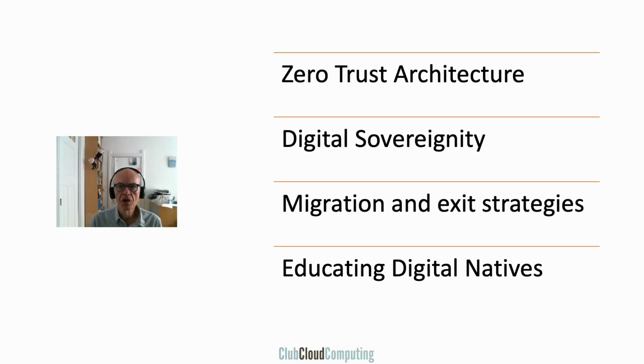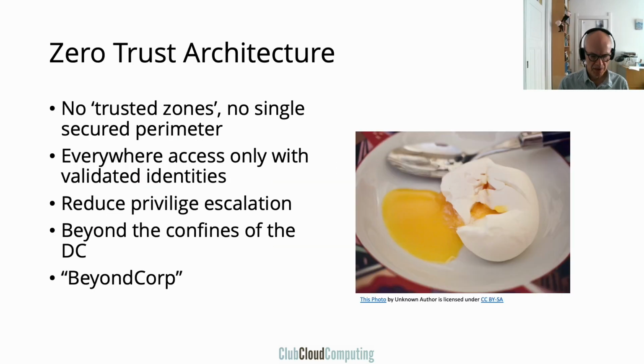I'd like to discuss 4 strategic cloud issues with you. They are zero trust architecture, digital sovereignty, migration and exit strategies, and educating digital natives. I believe that these 4 are to be discussed at a senior level in every major organization. So let's start with zero trust architecture, although there's no particular order in them.